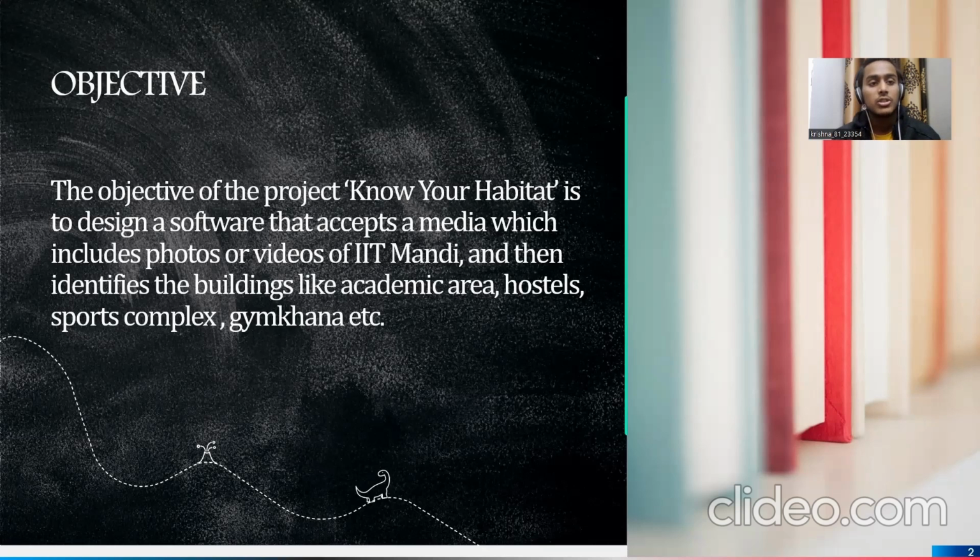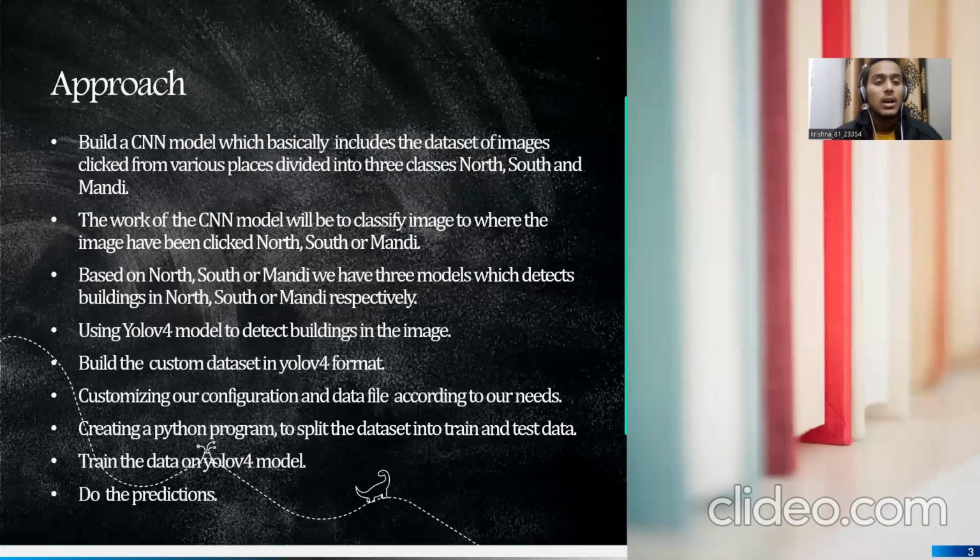So let's move on to the approach which we have followed. We are first building a CNN model, which basically includes a data set of images clicked from various places at different angles of various buildings, and then divided into three classes: North, South, and Mandi. Now the work of a CNN model will be to classify whether the photo or video has been clicked from North, South, or Mandi.